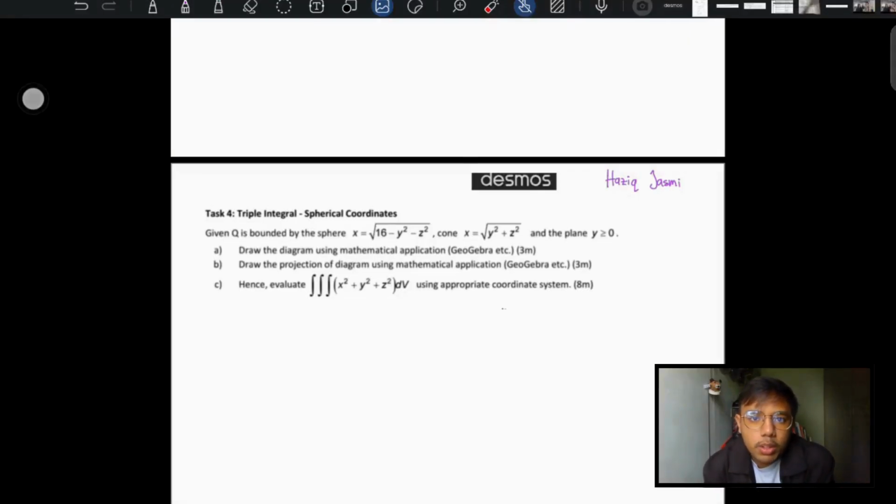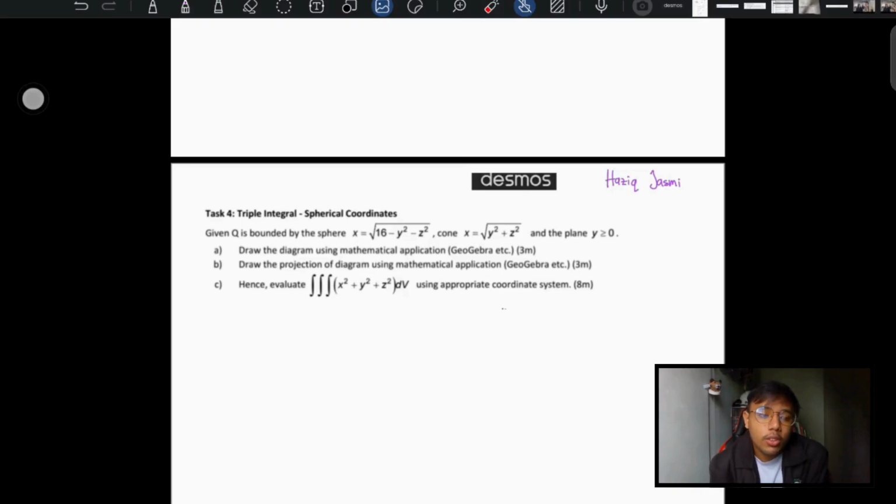My name is Muhammad Azim Jasmi, and my task is task 4, triple integral in spherical coordinates. The question is: given Q bounded by the sphere x equals square root of 16 minus y square minus z square, the cone x equals square root of y square plus z square, and the plane y is more than or equal to 0.